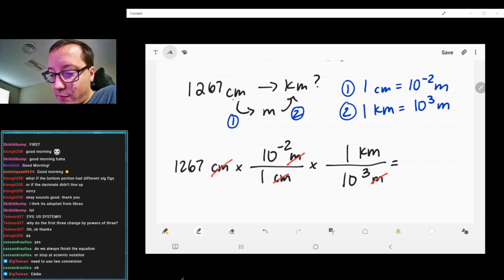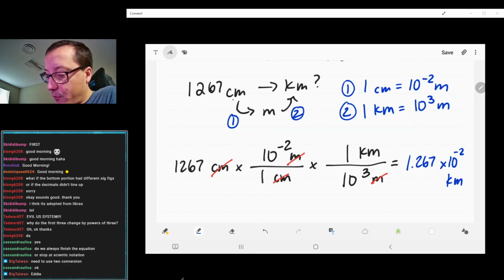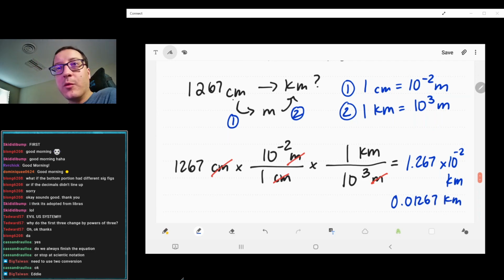And so all we have to do now is the math. So we would multiply 1267 times 10 to the negative 2, divided by 10 to the third, and we would get, let's see, that'll be 10 to the negative fifth. So that'll be 1.267 times 10 to the negative 2, if I can do that in my head properly. Or, of course, you could say 0.01267 kilometers. Either of those would work out.